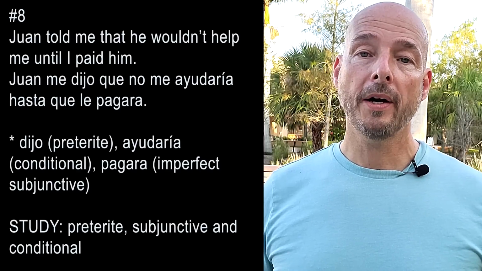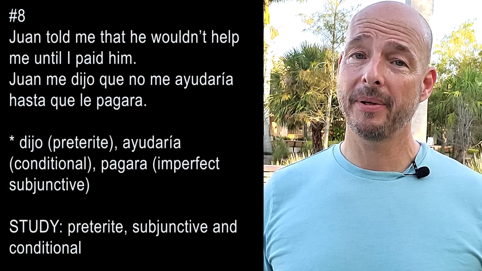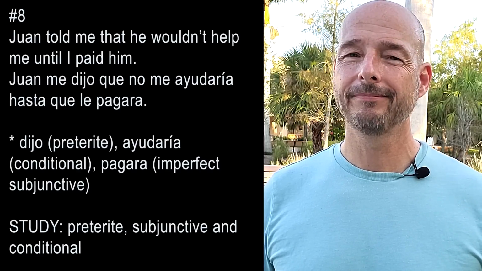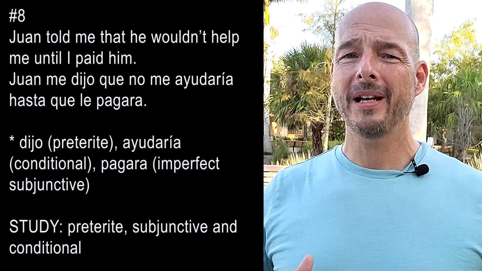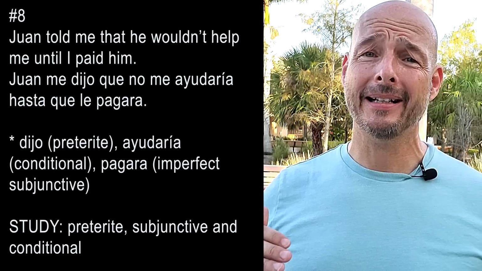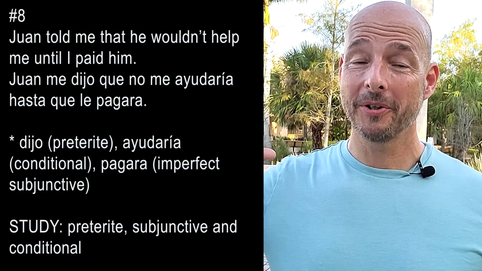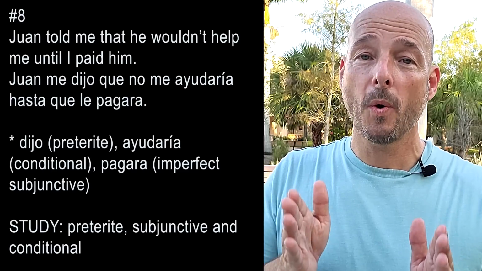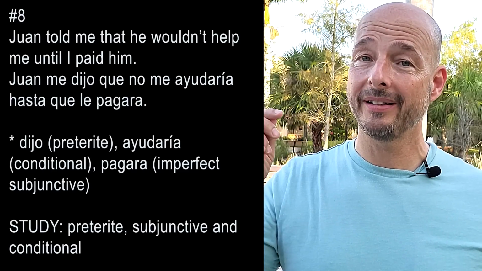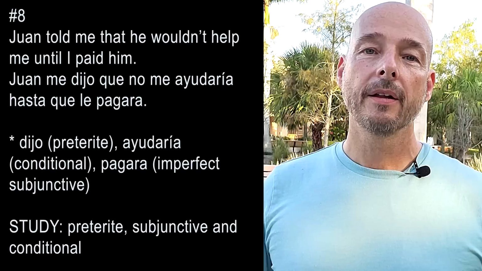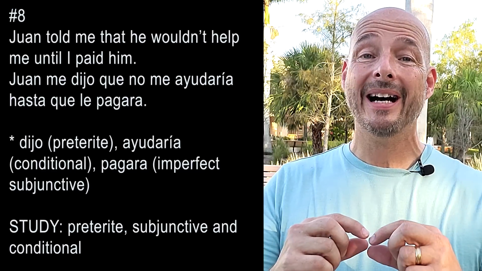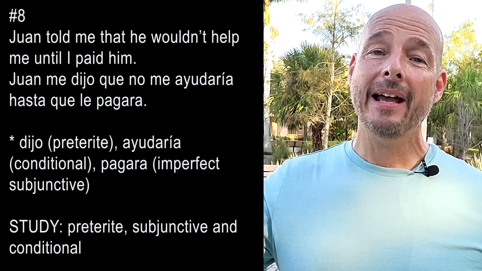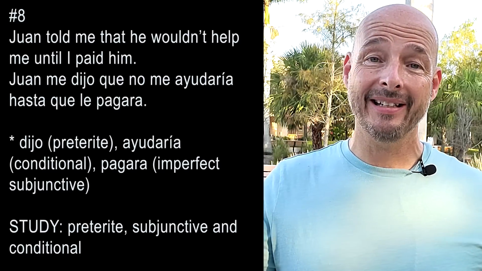Number 8, Juan told me that he wouldn't help me until I paid him. Not a very nice guy, huh? Juan me dijo que no me ayudaría hasta que le pagara. In this one, I'm looking for several different things. First thing I'm looking for is that you got that first clause right, Juan me dijo, which tells me that you're using the preterite correctly, okay? The next thing I'm looking for is that verb ayudaría. That comes from ayudar, to help, and it's in the conditional tense.